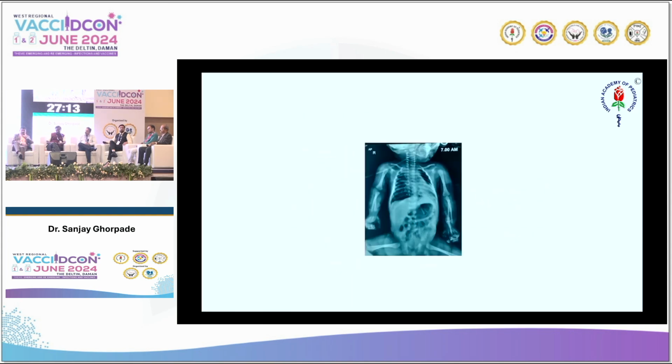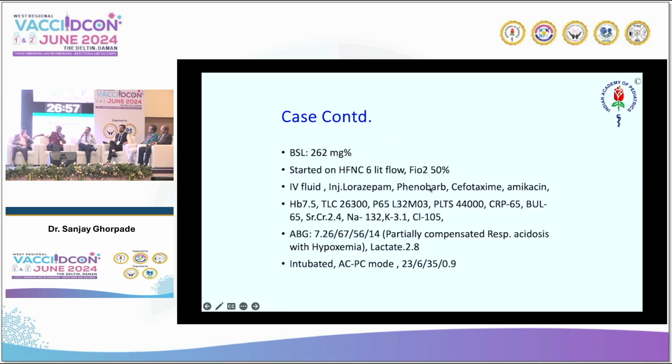This was an X-ray suggestive of... Jayanta, you can just comment in a brief one or two words about this X-ray. So, if you look at this child, go through the history. Can I just go to the previous slide again? One more slide before.